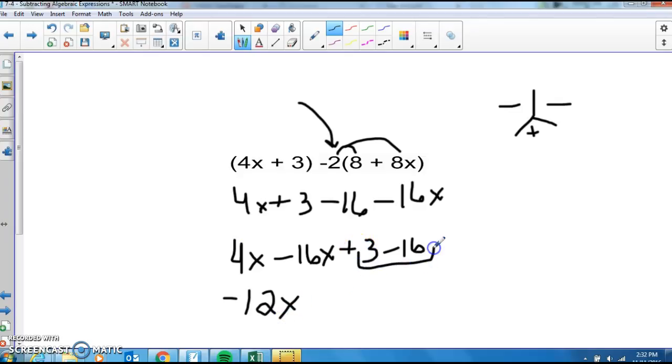Now I'm going to take care of the last part, 3 minus 16. Again, you have different signs, so we're going to subtract. 16 minus 3 is 13. Take the sign of the number that has the greater absolute value, or the bigger number. So I take that minus sign, or the negative sign, and that makes it minus 13. So my simplified form is negative 12x minus 13.